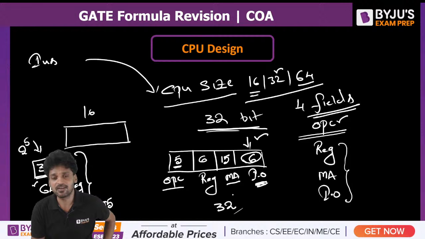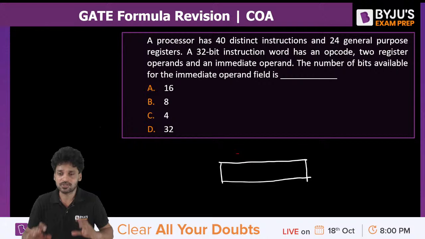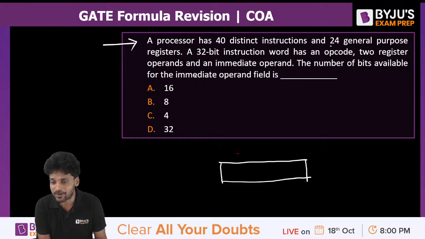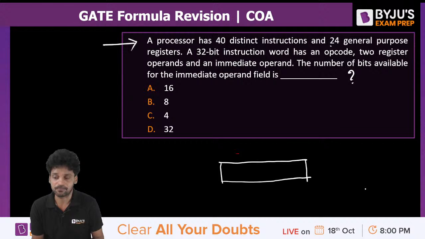So let us solve most of the questions, as many questions as we can, from the instruction set architecture in this session. The first question goes: a processor has 40 distinct instructions and 24 general purpose registers. A 32-bit instruction word has an opcode, two register operands and an immediate operand. The number of bits available for the immediate operand field is what? This is the question. Simple.